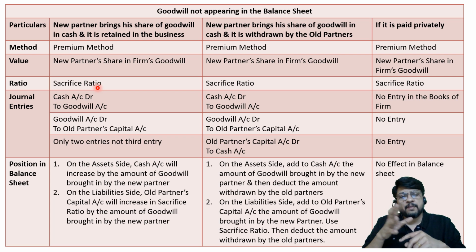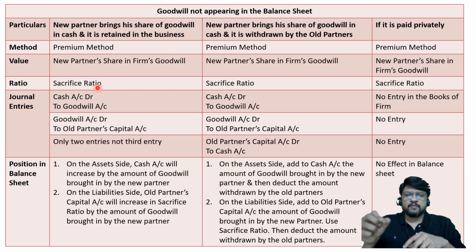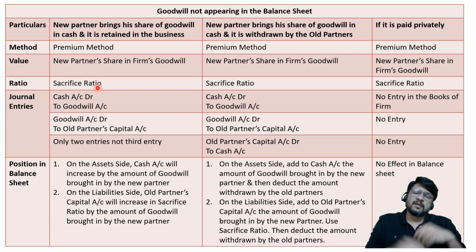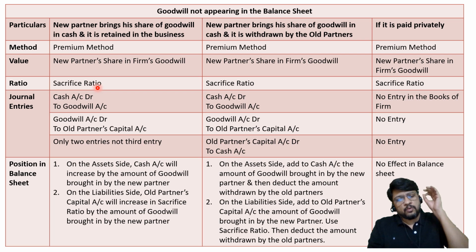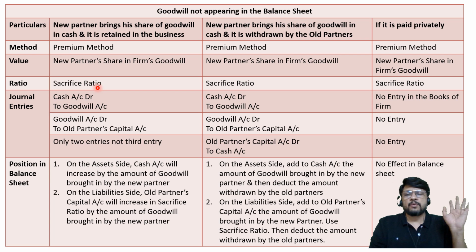So the method will be premium method, same. Value will be again new partner share in firm's goodwill. In fact, whenever we are saying premium method, you can straight away give the answer value is new partner share. Premium method means new partner share. Ratio will be again sacrifice ratio. Premium method means sacrifice ratio. No tension. The moment you are saying new partner's share in firm's goodwill, ratio will always be sacrifice ratio. No tension about it. And then the entries will be first entry as usual.